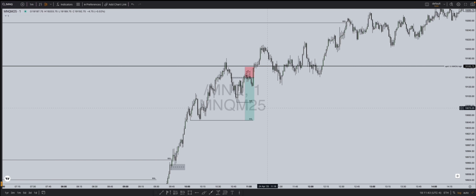Today I'm going to be going over this short position taken on NASDAQ that resulted in a loss. I'm going to be going over why I took it and my thought process for taking this trade. So let's get straight into it.